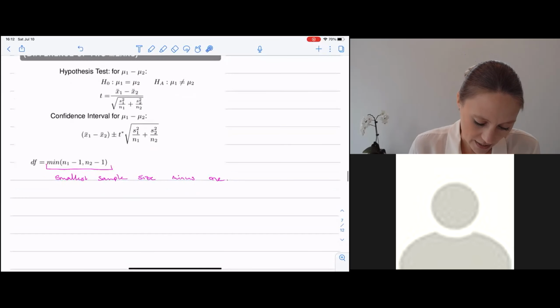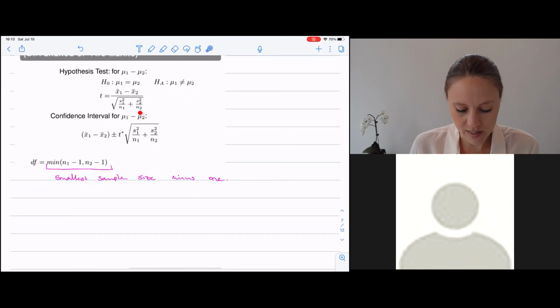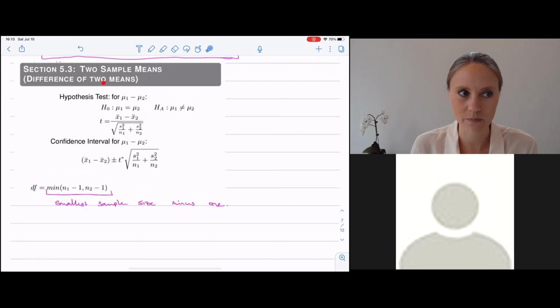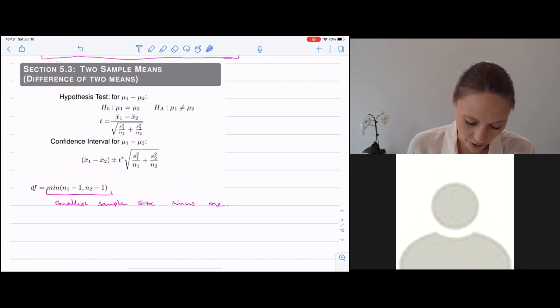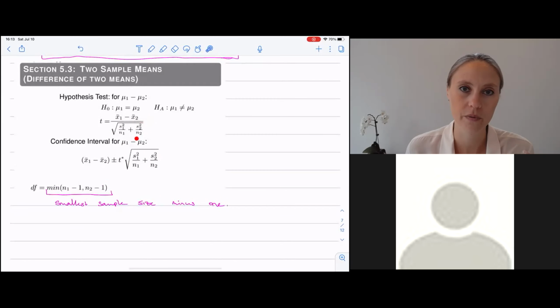Okay, and then the confidence interval is for the difference of the two means. So here, mu1 minus mu2, well, the best guess for mu1 minus mu2 is x1 bar minus x2 bar. So same layout as before, and notice that this big square root is the same square root that we had here. So once you've calculated it once, if you have to do a hypothesis test and a confidence interval, you can just reuse that number.